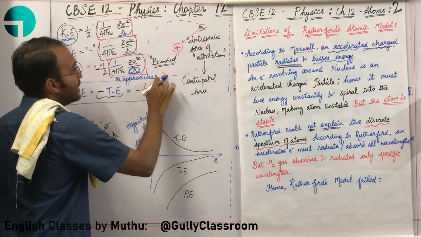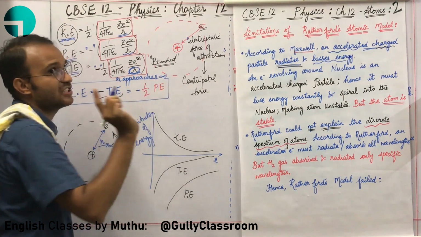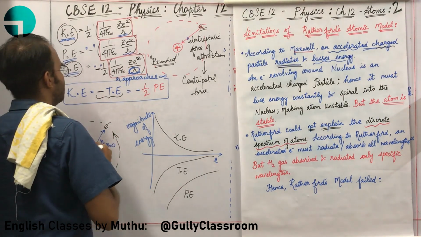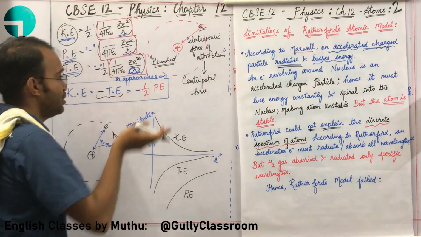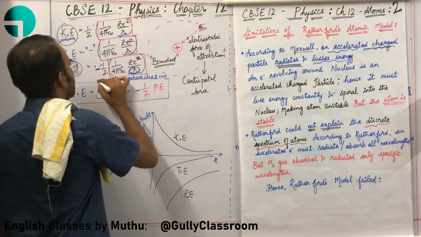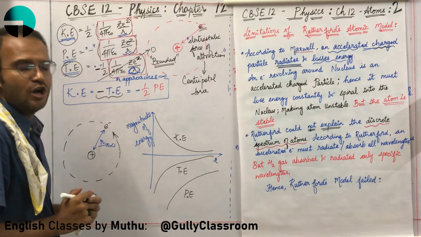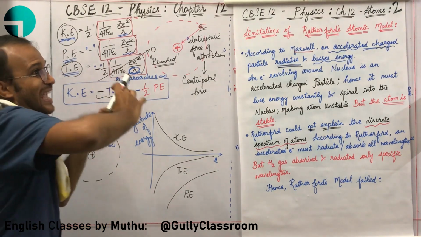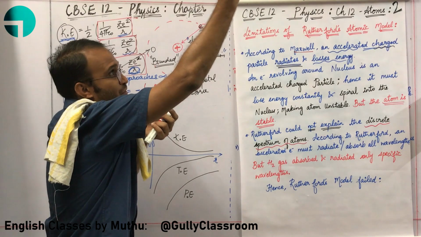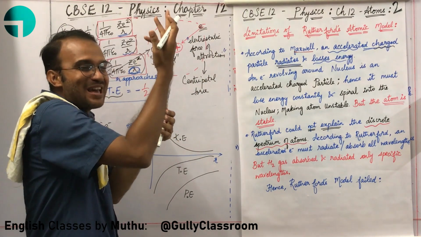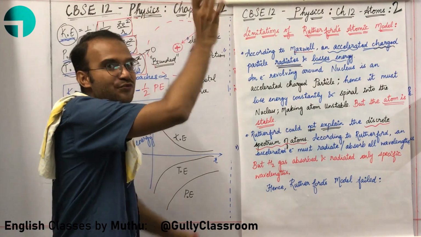What will happen if a value in the denominator is approaching infinity? The total term will become 0. I am repeating, if R, which is in the denominator, is approaching infinity, the total thing will become 0. The total energy will become 0. Then what is happening? The electron is simply escaping from the nucleus and becoming a free electron.